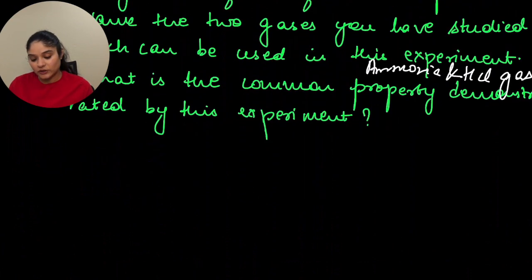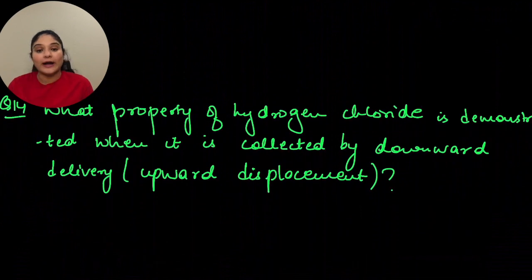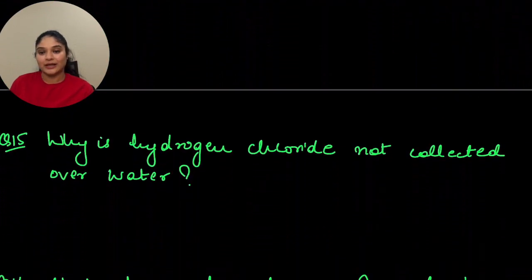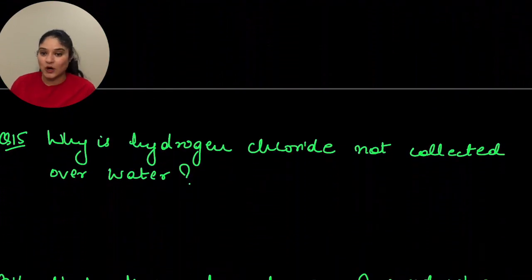Now the next question is, what property of hydrogen chloride is demonstrated when it is collected by downward delivery, or that means upward displacement? So what do we mean by that? We understand that hydrogen chloride gas is heavier than air. Now why is hydrogen chloride not collected over water? So that's very basic, that it is highly soluble in water, so you cannot collect it over water.